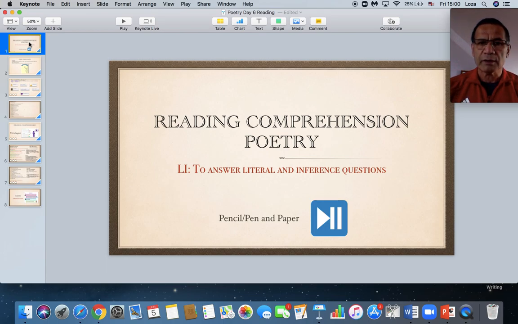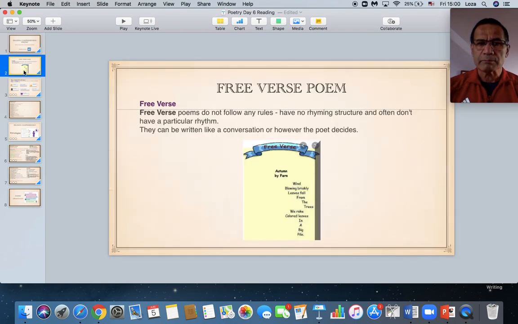Today we are going to look at a new poem, and it's called a free verse poem. It's called a free verse poem because it doesn't follow any rules. So it doesn't necessarily have any rhythm or any rhyming words. It's totally up to the poet to decide how they want to write. And you can see the illustration of the poem down below. It's set out according to how someone feels they want to make that poem appear.